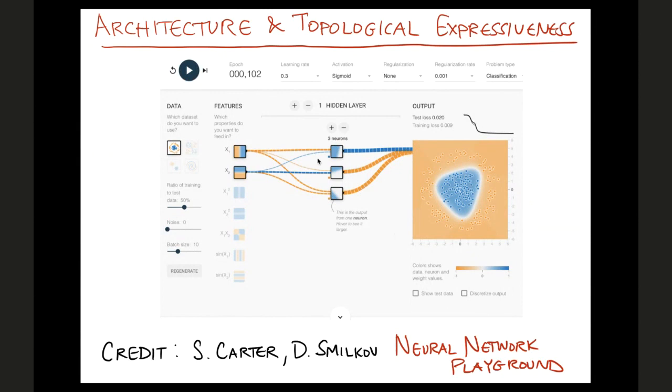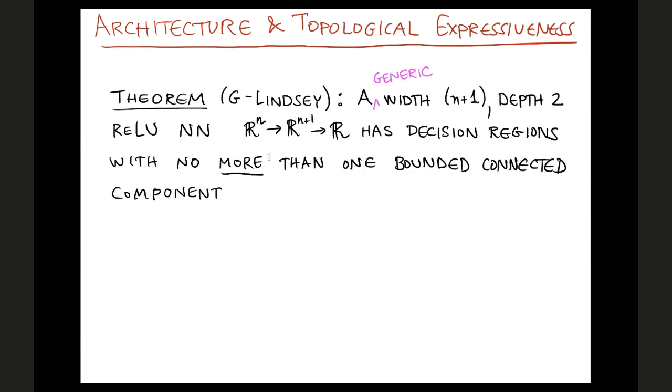Anyway, the point I'm trying to make here is that if you want a decision region with a single bounded component, all you need is a single hidden layer of width one greater than your domain width. But it turns out, and this is one thing that we prove, that with such a simple architecture, you can't get a decision region with more than one bounded connected component.